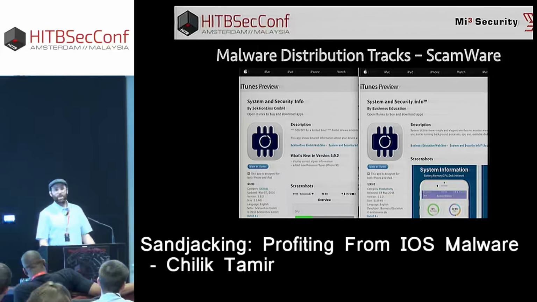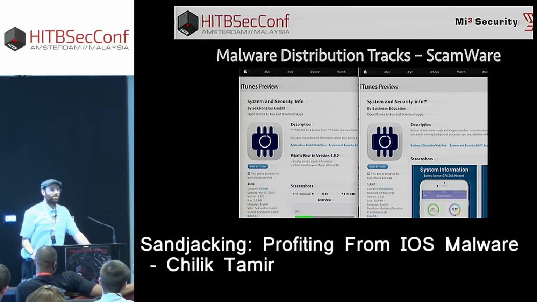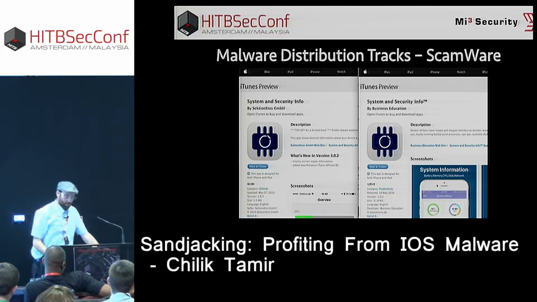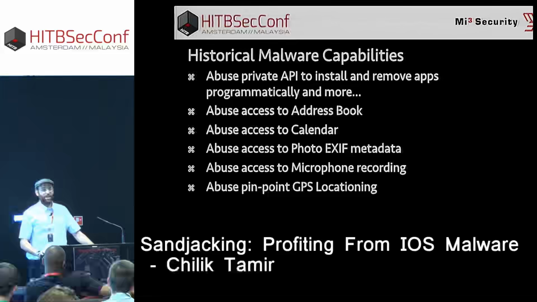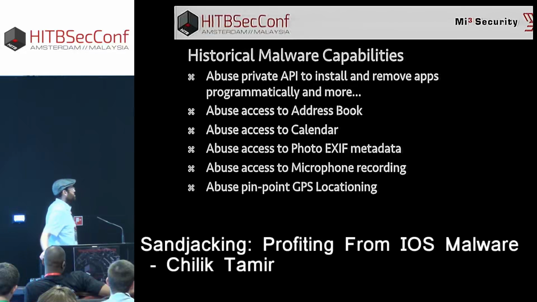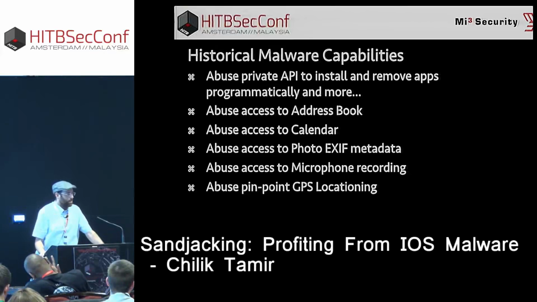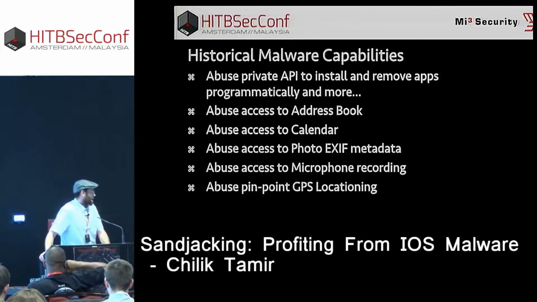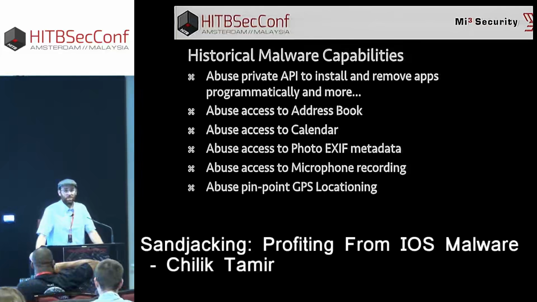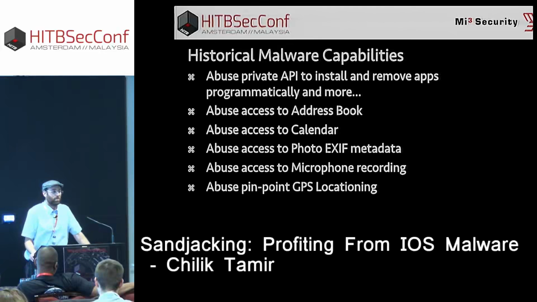When looking at malware capabilities, we know what the risks are. What's the gain for us for creating malware? When you look at the gain, and analyze historical malware on iOS, you can take private APIs and abuse them to your extent. Install or remove additional resources on the operating system, access the address book, access the user's calendar and meetings, extract data from its metadata from its photo stream, access the microphone, hot mic plugging, GPS location, and especially pinpoint GPS location.